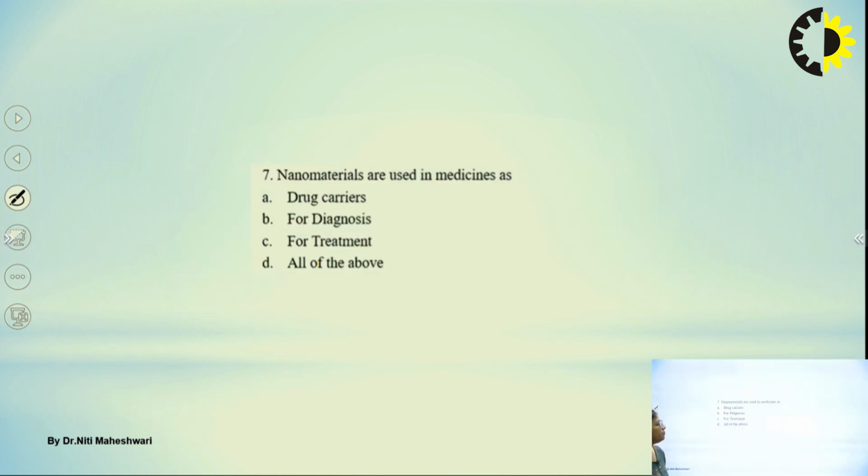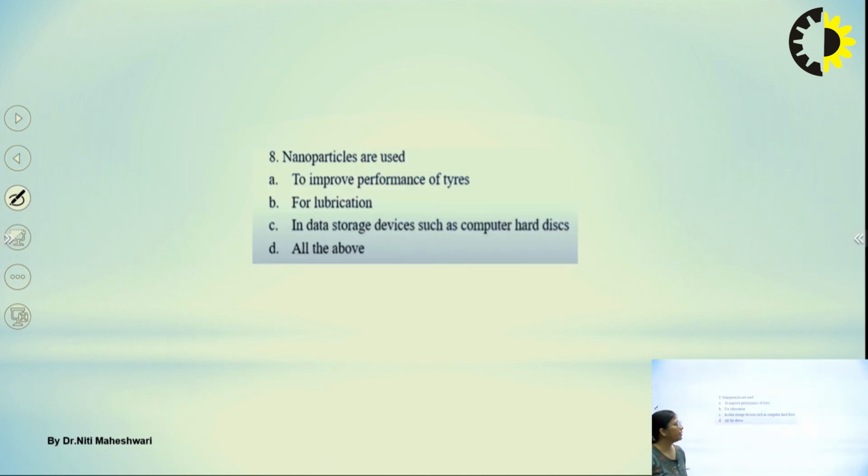Nanomaterials are used in medicines as drug carriers, for diagnosis, and for the treatment of illness. The answer is all of the above. We can utilize nanomaterials for all these. Nanomaterials are used to improve performance of tires, for lubrication, and in data storage devices such as computer hard disks, or all of the above. Again, the answer is all of the above.